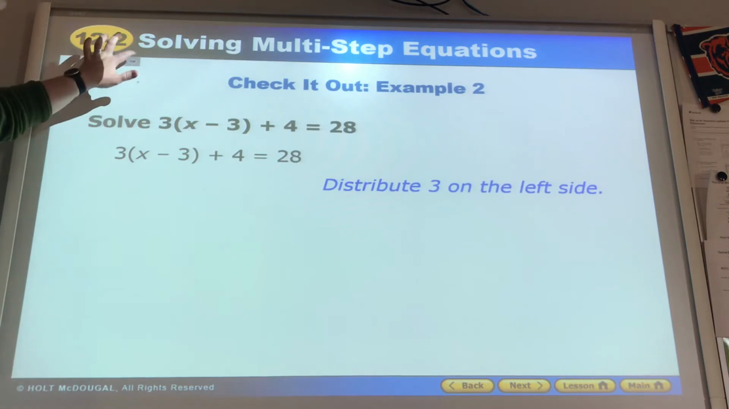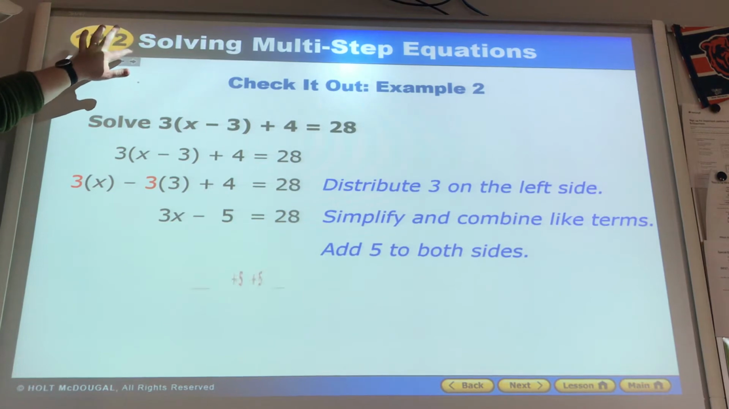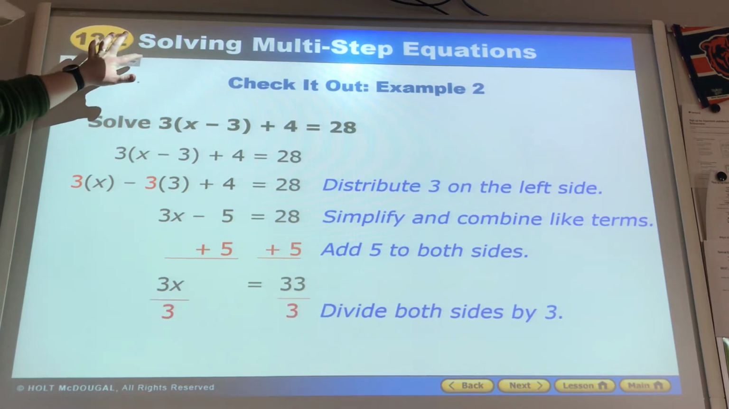Alright, here we are. They distributed the property, then they combine like terms in that same step, which is a little crazy to me. But now we're down to the problem that I had. They add 5 on each side. Then they divide by 3 on each side. And you get your answer of 11.